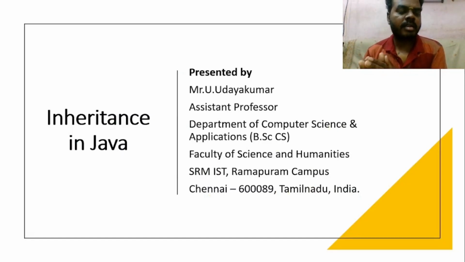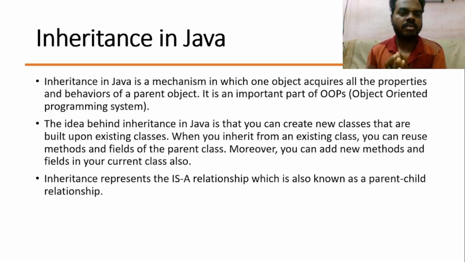So we can get started with what is inheritance in Java. First of all, you should know what is inheritance. Inheritance is an important part of our object-oriented programming system. Even though we have different parts of object-oriented programming, we have already discussed what is class, what is object, what is data encapsulation, abstraction, and the next concept we are going to discuss is inheritance.